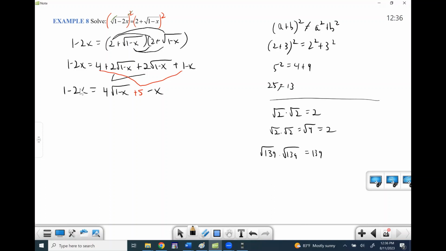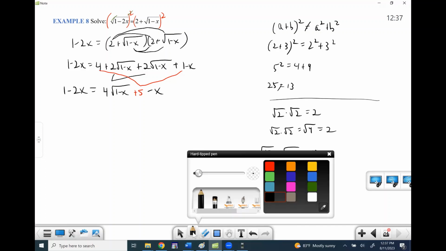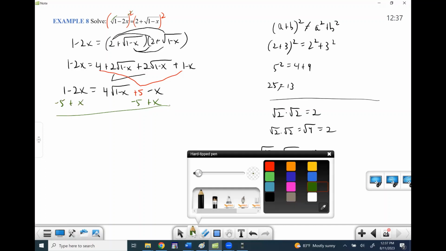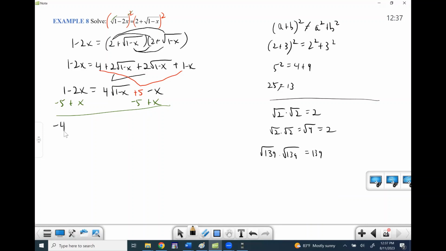Now, normally step 3 is just solve, but it does say on step 3, if a radical still remains, to go back to step 1, isolate the radical. So we're going to have to try to get the radical by itself. So we're going to take away 5 and add x, so we can start to isolate that radical. So 1 minus 5 is -4. -2 plus 1, that'd be -1.